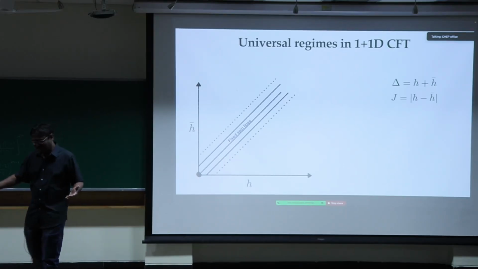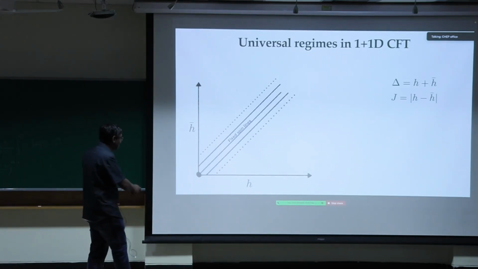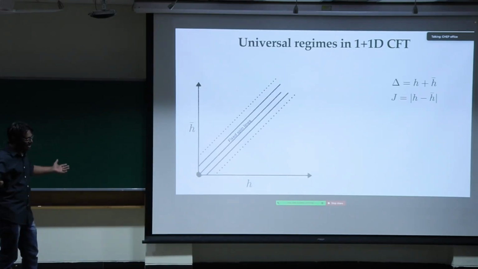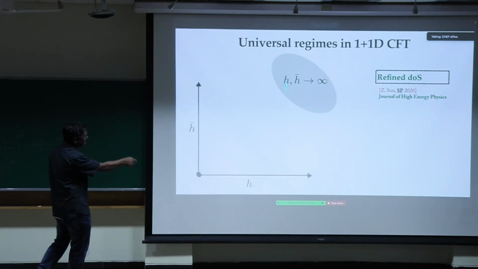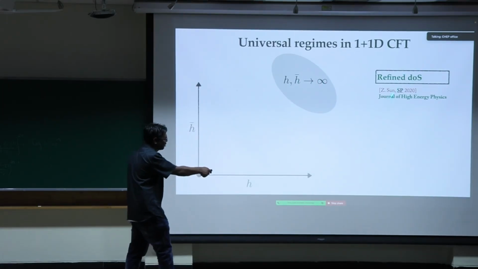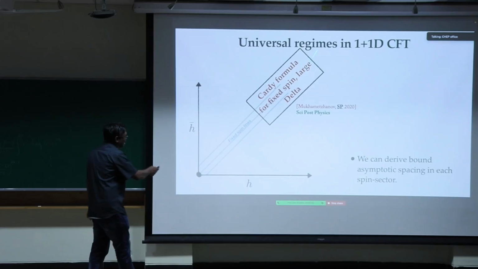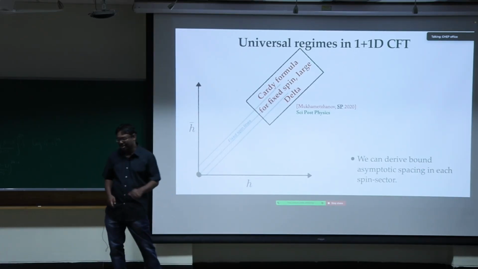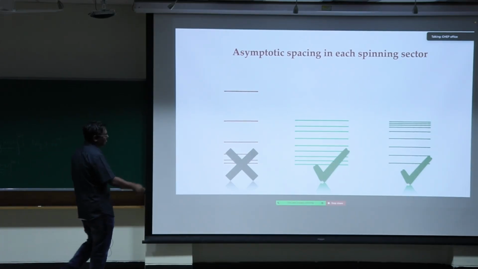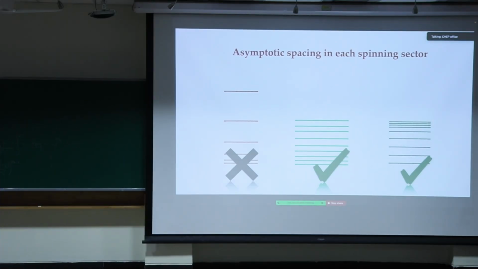So in 1 plus 1D, you have the left movers and the right movers. So you have left moving energy H, right moving energy H bar. These are the fixed spin lines, which go along 45 degrees. You can prove many results along this direction. For example, there is a Cardy formula for H bar going to infinity, which was proven in this paper with his grad student Zhengti. And then we can prove a result along these fixed spin lines, and derive a bound on asymptotic spacing in each spin sector. We can show that this picture I just showed you is also true for every spin J in the CFT, not only for all spins, but for every spin it has to hold.